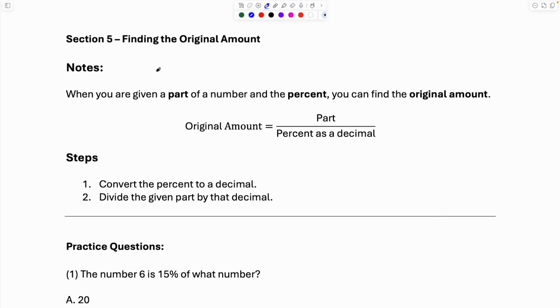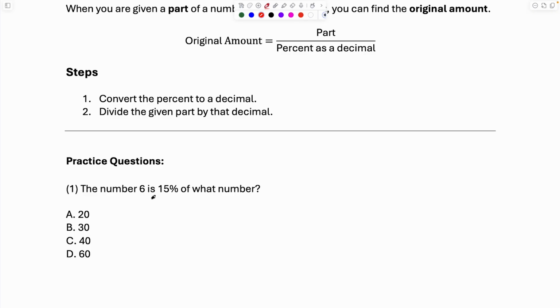In section 5, we're going to find the original amount. And the notes here we have when you are given a part of a number and the percent, you could find the original amount by doing the part divided by the percent as a decimal. So the steps here are to convert the percent to a decimal and then divide the given part by that decimal. For the first question, we have the number 6 is 15% of what number? And we could start by converting the percent to a decimal. So we'll take 15% and we could write this as 15 out of 100, which is the same thing as 15 hundredths, which is 0.15.